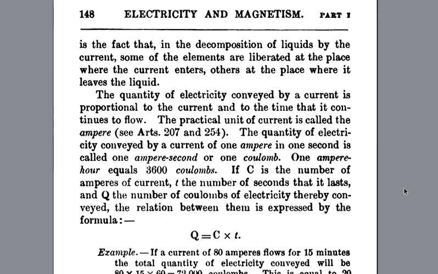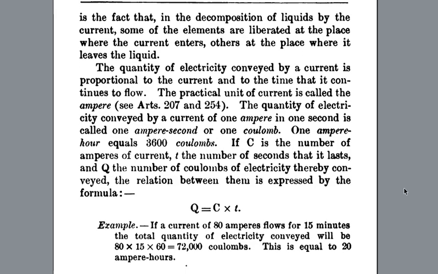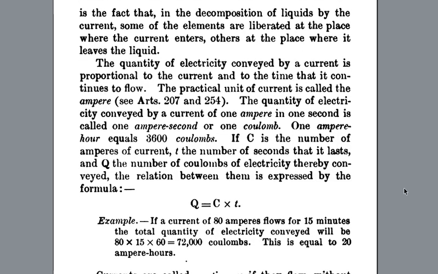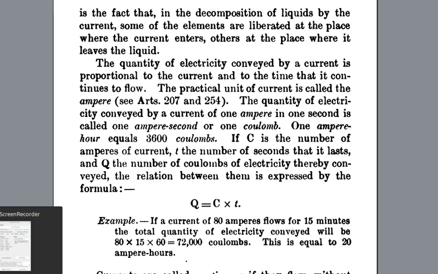The quantity of electricity conveyed by a current is proportional to the current and to the time that it continues to flow. The practical unit of current is called the ampere. The quantity of electricity conveyed by a current of 1 ampere in 1 second is called 1 ampere-second or 1 coulomb. 1 ampere-hour equals 3,600 coulombs.